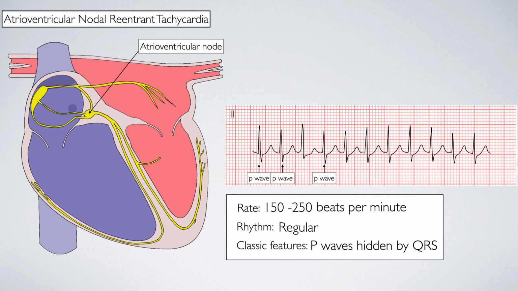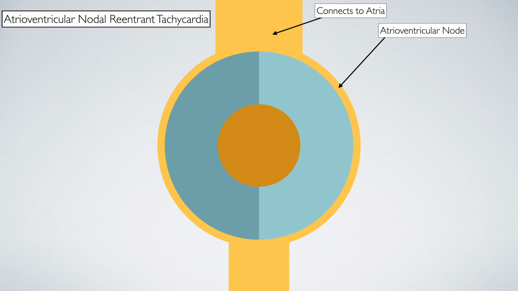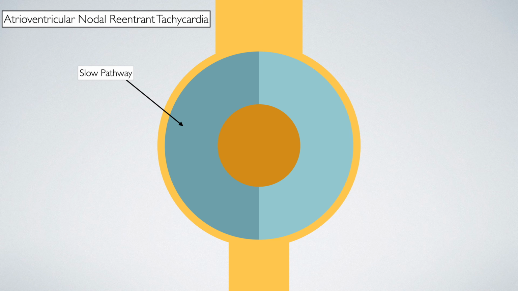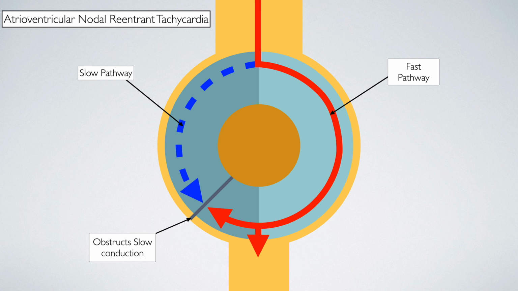Let's take a closer look at the AV node now. So the AV node has connections from the atria, and it feeds into the bundle of His. There are 2 conduction pathways through the AV node, the slow pathway and the fast pathway. Impulses conducted from the atria move through the fast and slow pathways. As its name suggests, the fast pathway rapidly conducts impulses, so fast that they are able to inhibit and block impulses in the slow pathway.